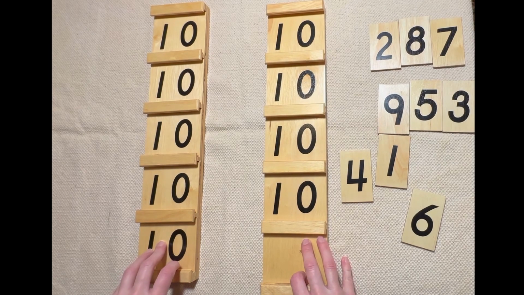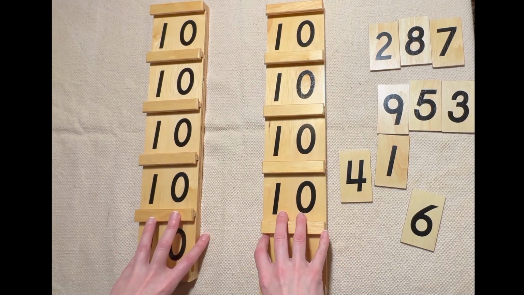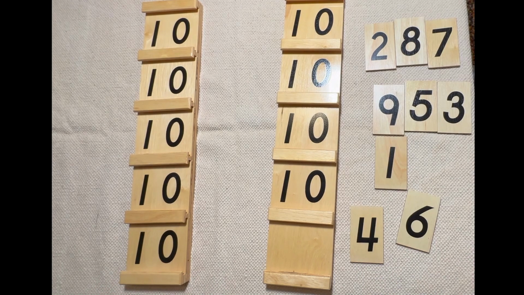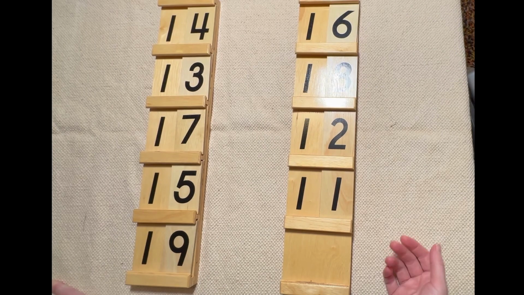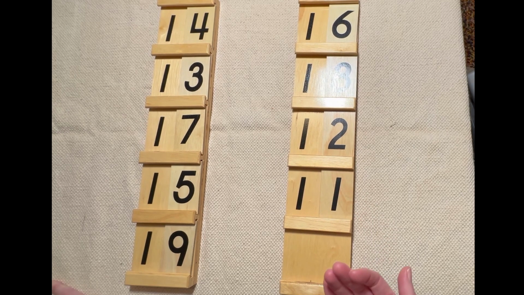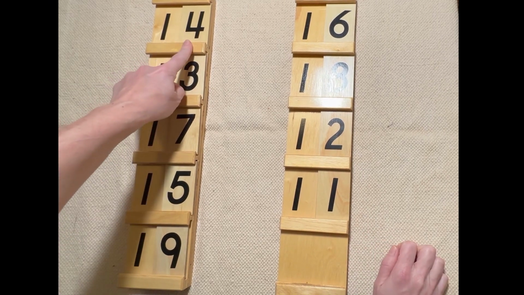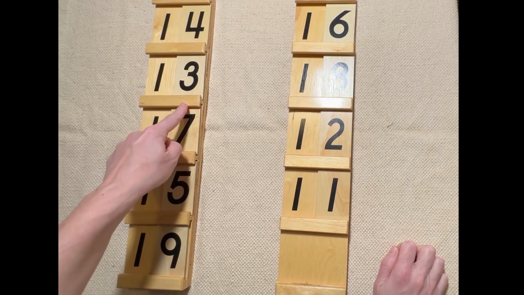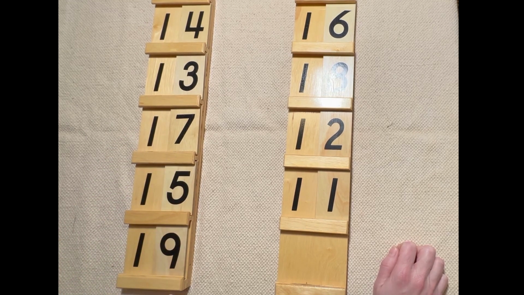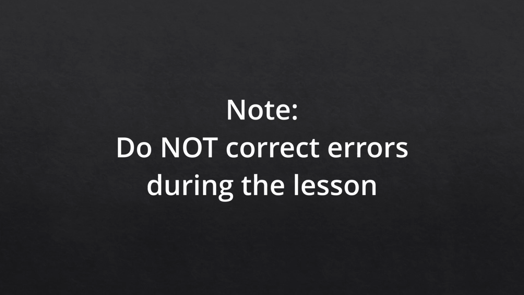For the second part of the lesson, we are going to use both boards. And at this point in time, you're going to invite your student to build the numbers in any order they want. So once they filled in the board any way they want with the numbers, we're going to ask them to read the numbers. So we're going to start here and say, what's this number? And what's this number? What does that say? And keep going until they've read all the numbers.